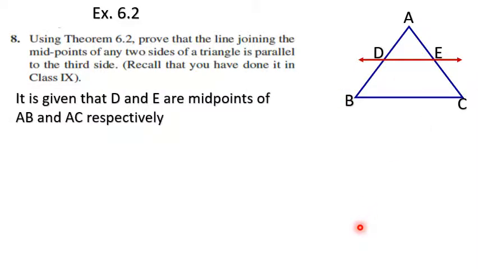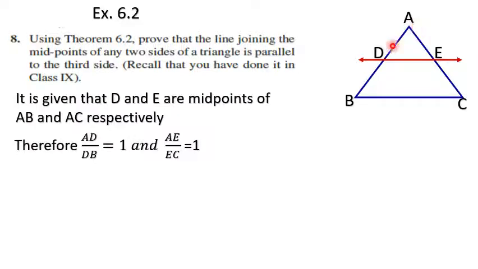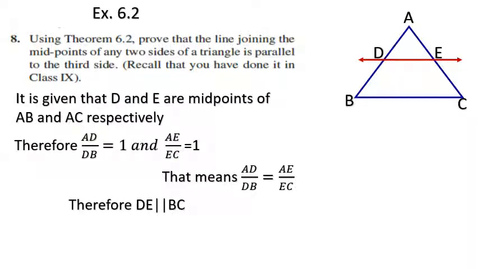So, since D and E are midpoints of AB and AC, what we can say? AD by DB is equal to 1 because D is the midpoint. Similarly, AE by EC is also equal to 1. So that means what? AD by DB is equal to AE by EC, is it? That means DE parallel BC. Now let us move on to the next question. Question 9.